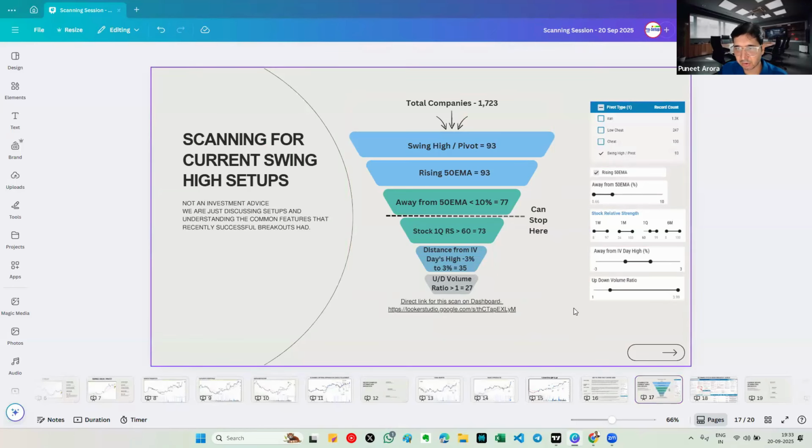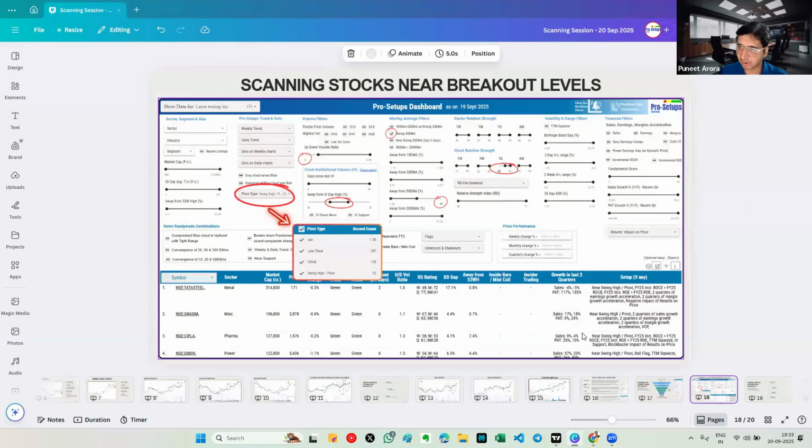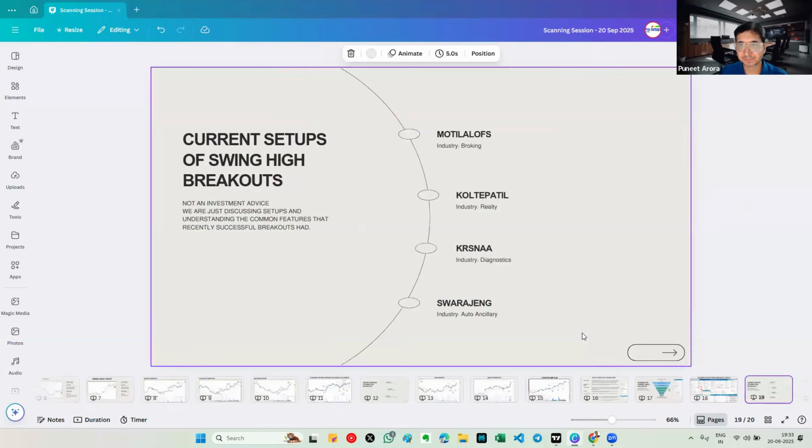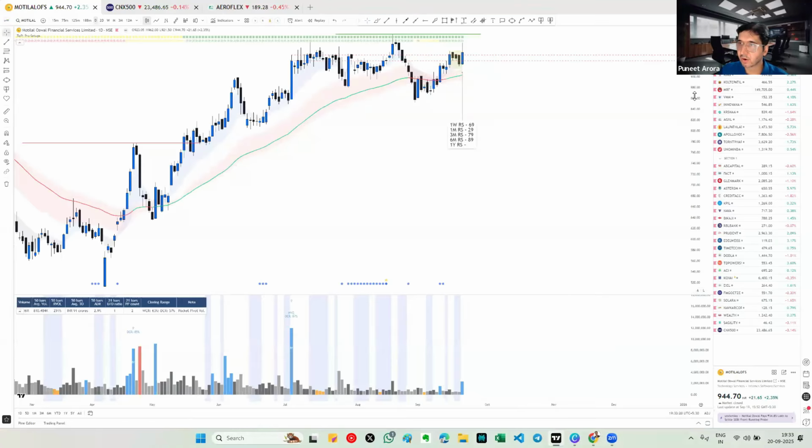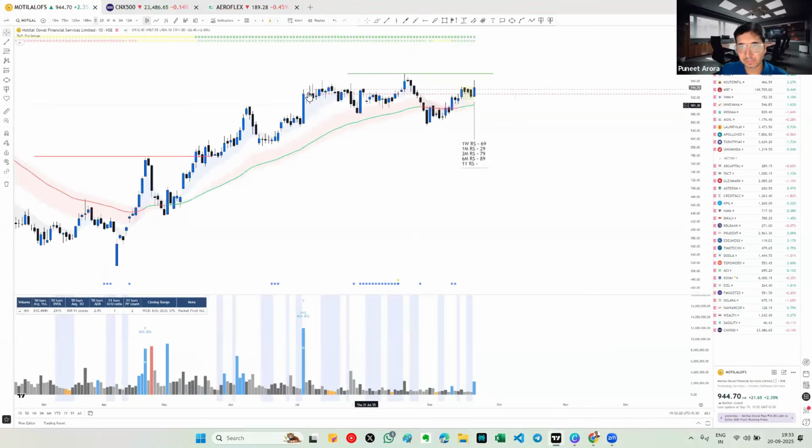The filters are mentioned here also. I have marked the filters here also if you want to see it later. I'll show you some of the names now. So Motilal Oswal, it's coming out.